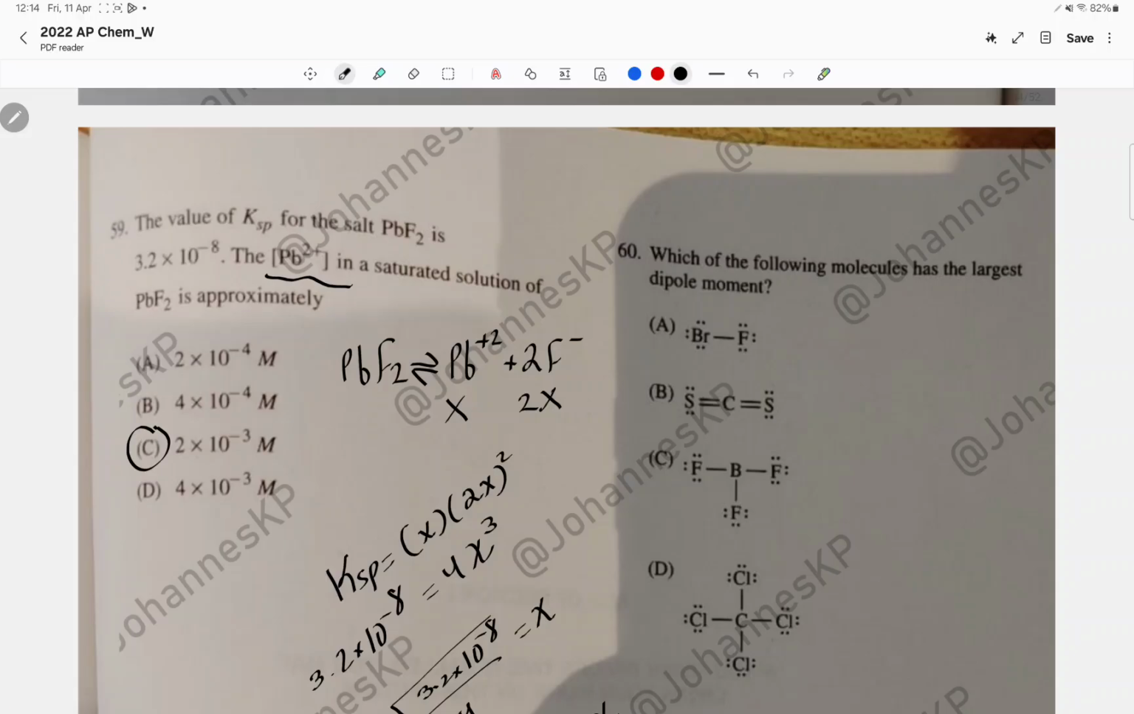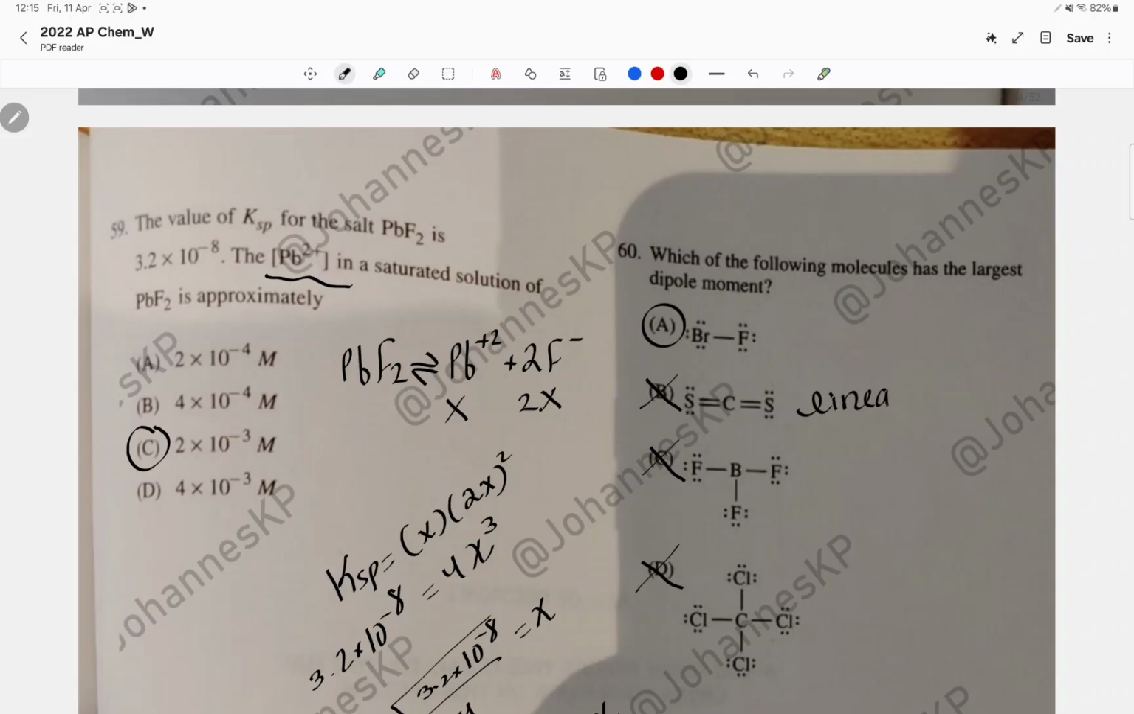60, largest dipole moment. Pick the two atoms that are farthest apart from each other in the periodic table, and also avoid the symmetrical geometries. So avoid B and D. So avoid D, even B. Avoid C. Why C? It's trigonal planar. That's symmetrical. They just drew it for you in a confusing way, by the way. The dipoles cancel, because we always draw it like this, by the way. Linear, avoid. So it's A. This is linear.